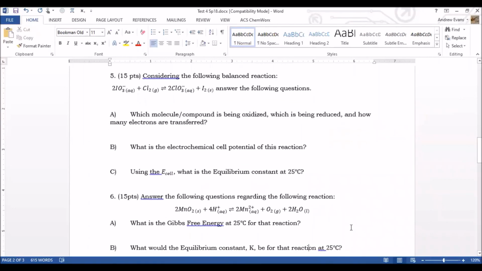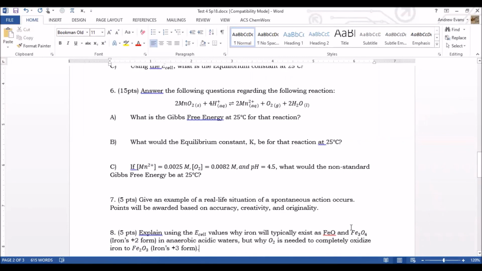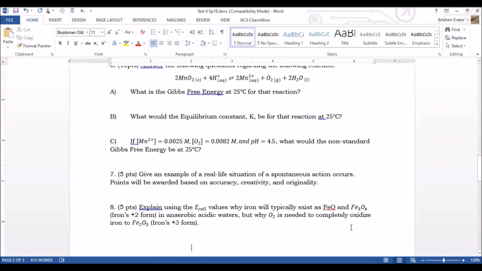Answer the following questions about this. What is the Gibbs energy at 25? What would the equilibrium constant K be at 25? And what is M, and if these are constants, what is the non-standard Gibbs energy? Now, because I have specifically given you this at 25, it's not cheating, but I can use the delta G values directly, because delta G from the table assumes 25 degrees.